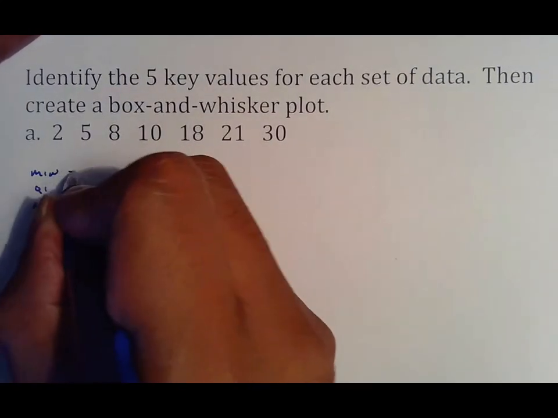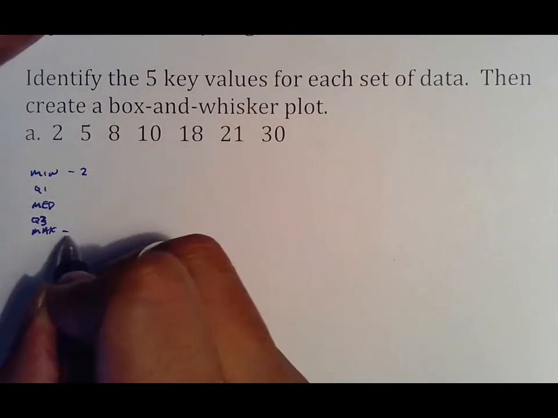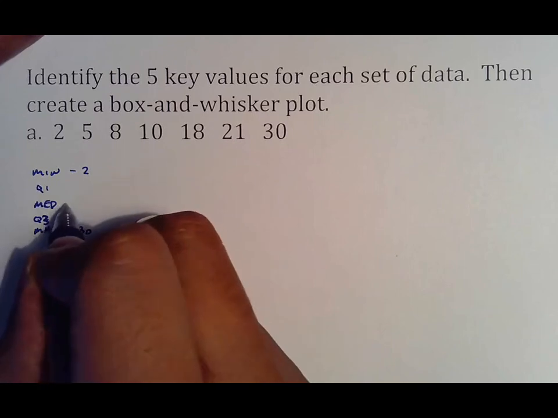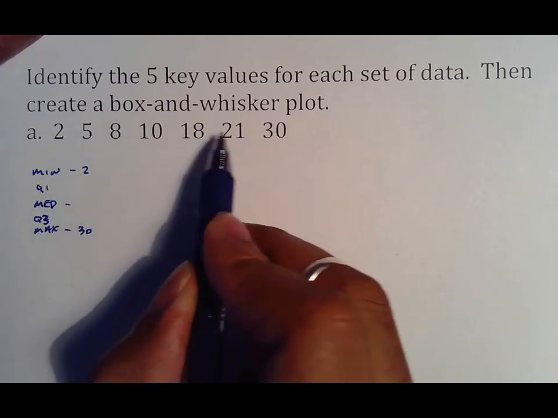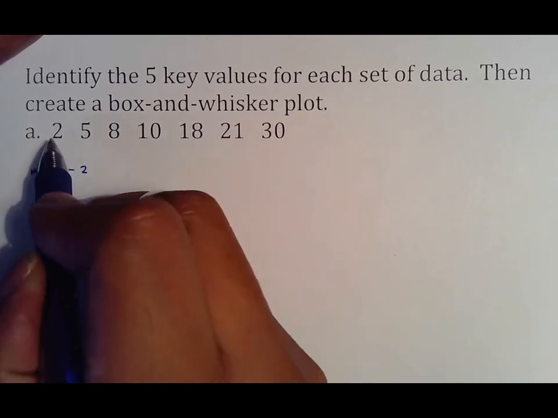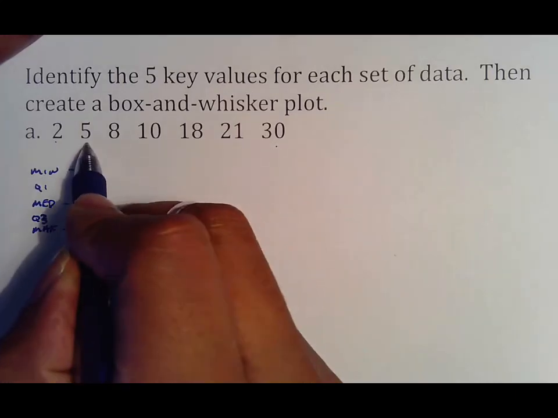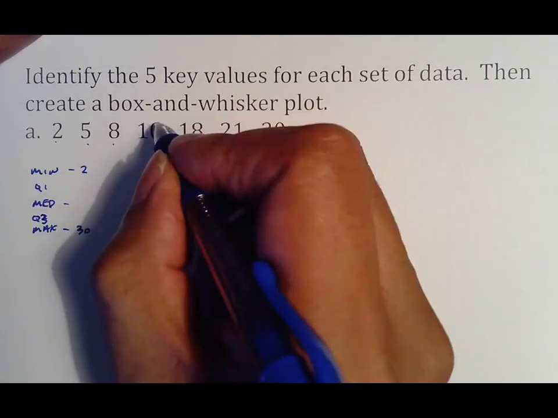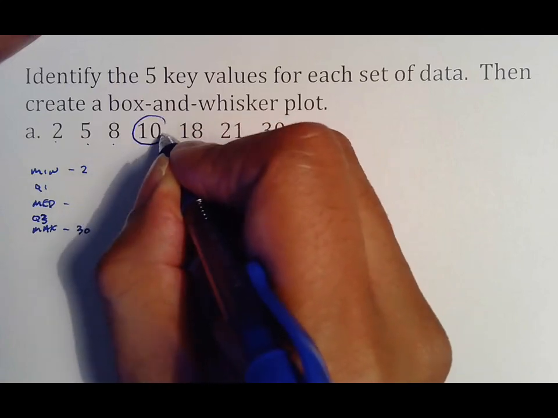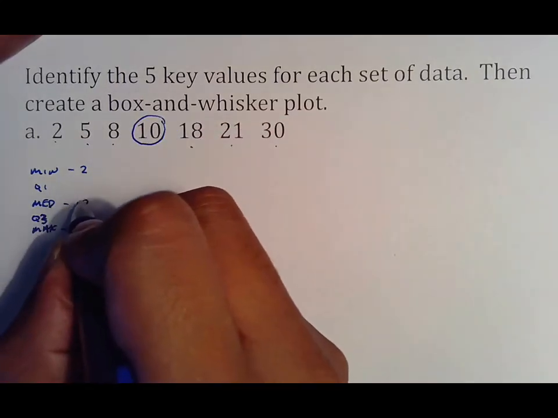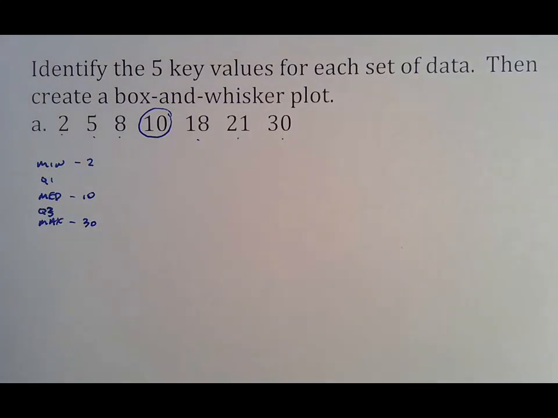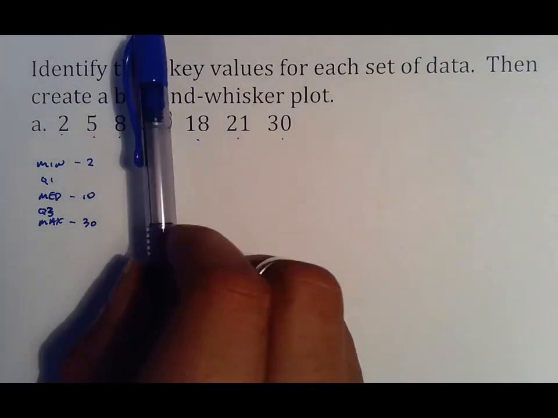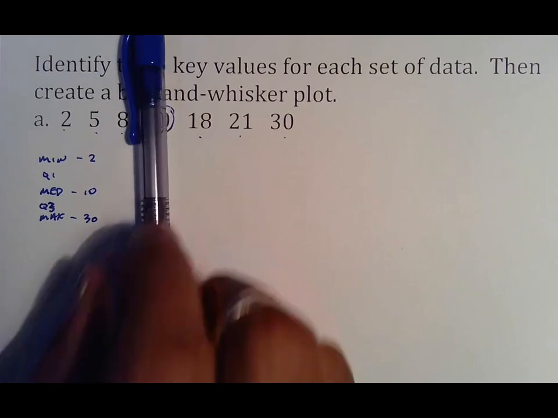So the minimum is 2. The maximum is 30. The median is 1, 2, 3, 4, 5, 6, 7. And again, you don't want to destroy it because you really want to make sure that you understand what's going on. So 10 is my median. Now here's the thing. If your median is actually part of the information, then you kind of cut it in half this way by covering it up.